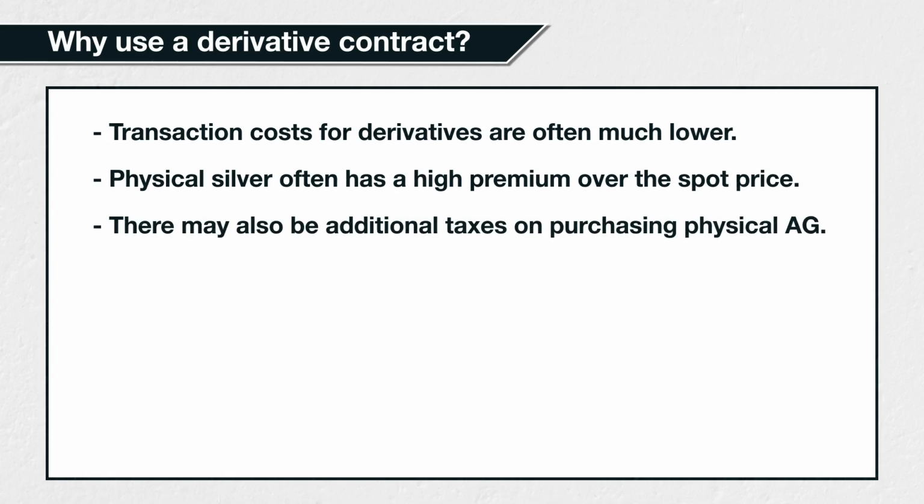In the United Kingdom, for example, there is 20% VAT to pay on top of the purchase price for physical silver. In our example where you purchase 10,000 ounces at $20 an ounce for a total of $200,000, you could end up paying as much as $260,000 if the premium and taxes added up to 30%. If you then sold the silver for $300,000 as before, you would only make a profit of $40,000 instead of $100,000.